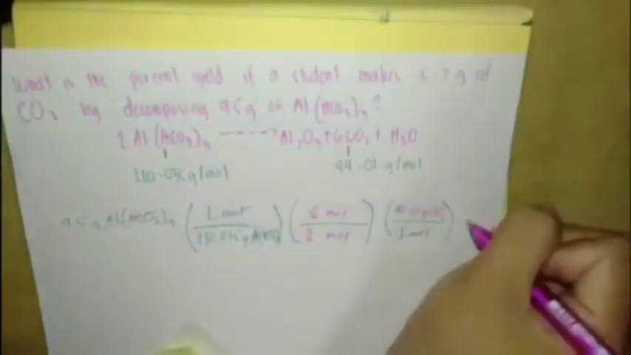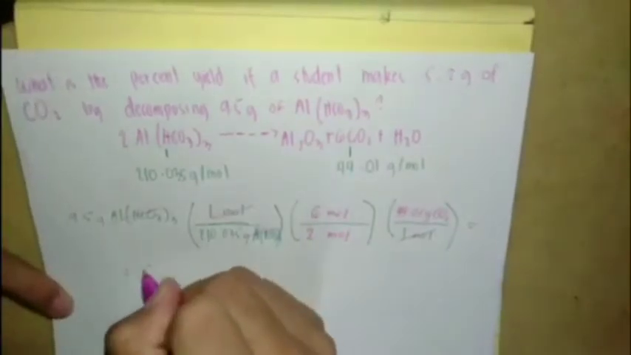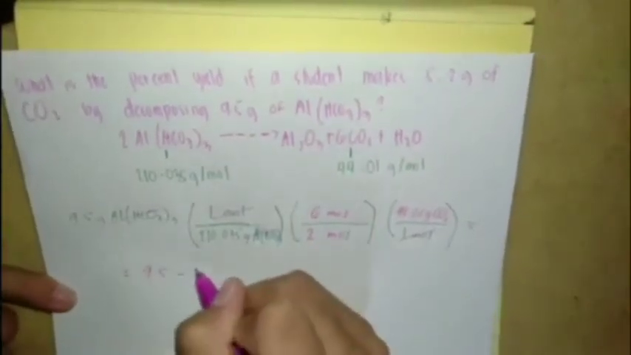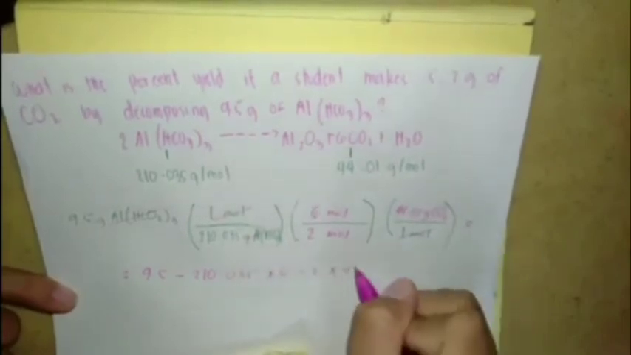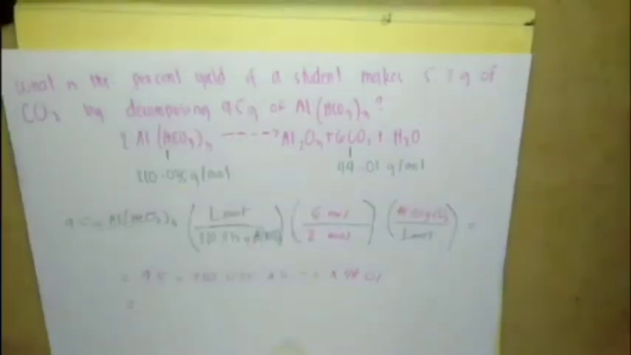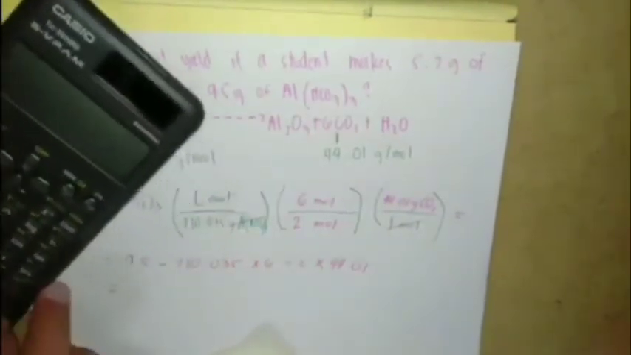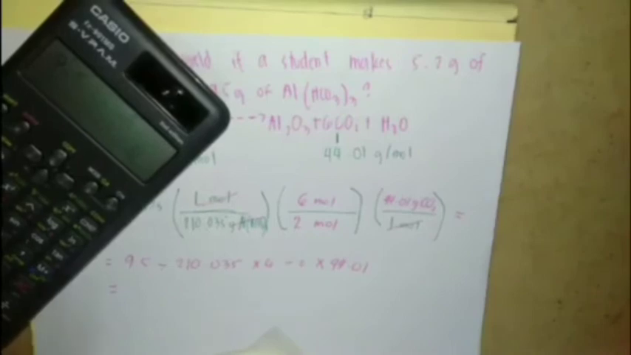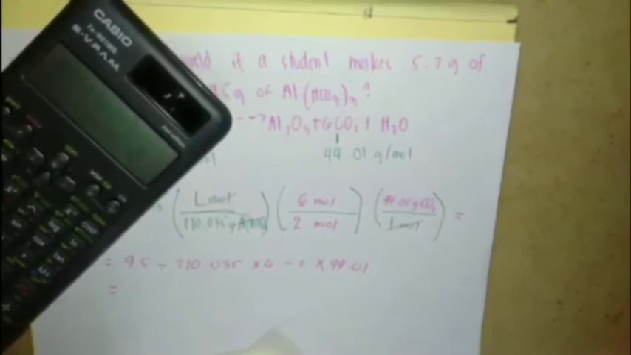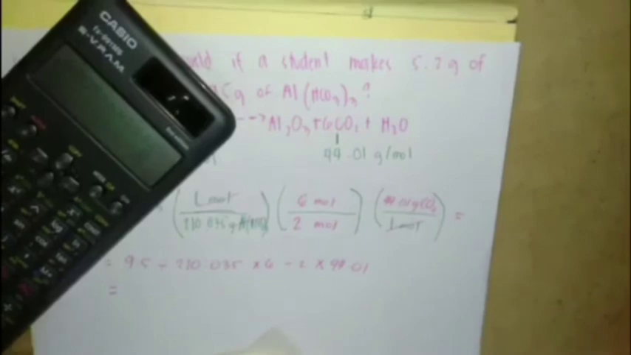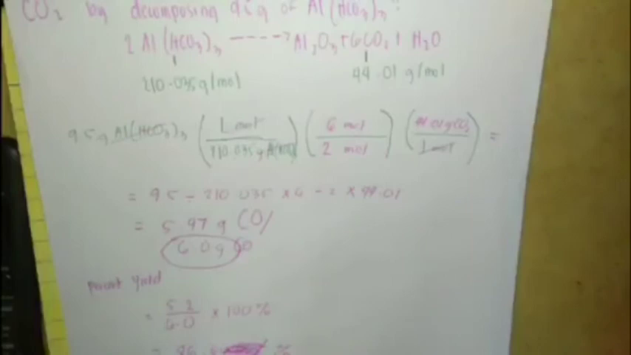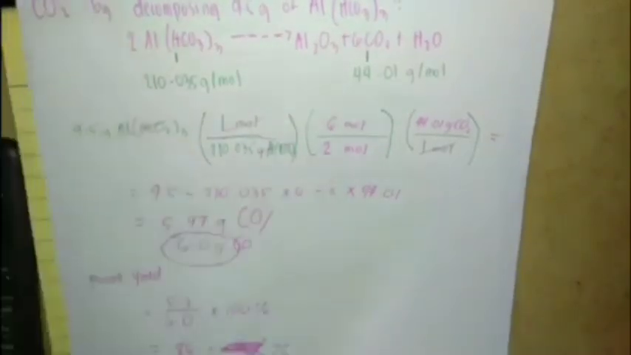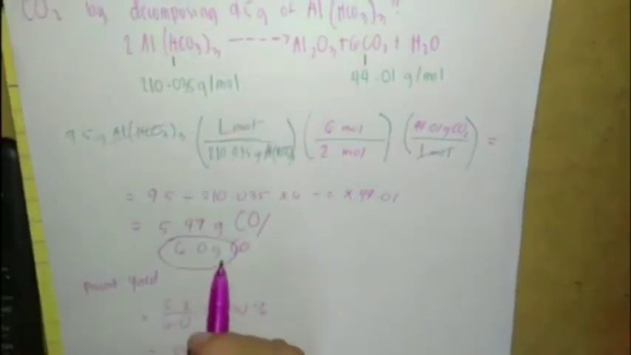So how to solve that one is like this. 9.5 divided by 210.035 times 6 divided by 2 times 44.01 is equal to, let's get that calculator. Let's try to solve. 9.5 divided by 210.035 times 6 divided by 2 times 44.01 is equal to 5.97. The answer is 5.97 grams of carbon dioxide, because what we're looking for is the carbon dioxide. So we will round it off. That will be 6.0 grams of carbon dioxide.